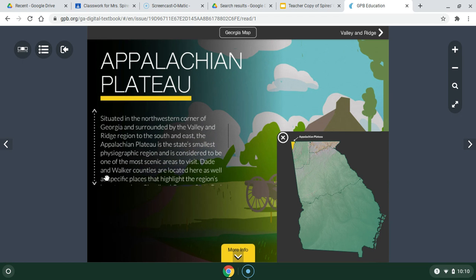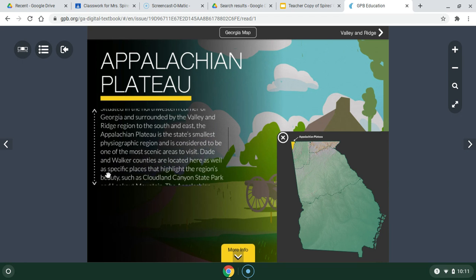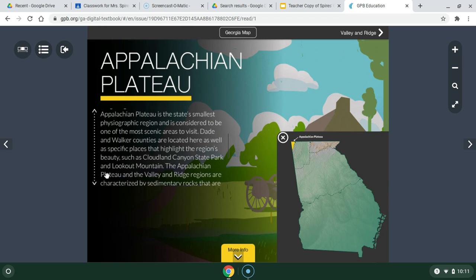All right, but it is one of the most scenic. That means it's one of the most beautiful places to go and look at. All right, there are a couple of places that are beautiful to look at. In the video attached, there's a place called Cloudland Canyon, and it is beautiful.